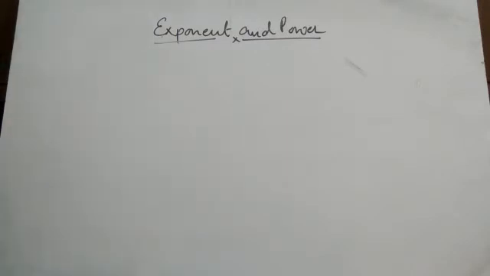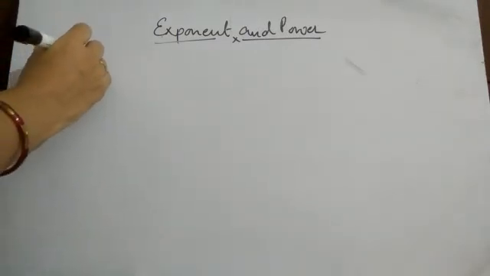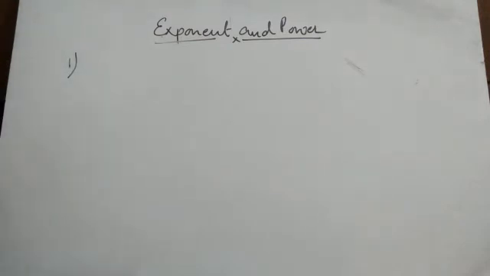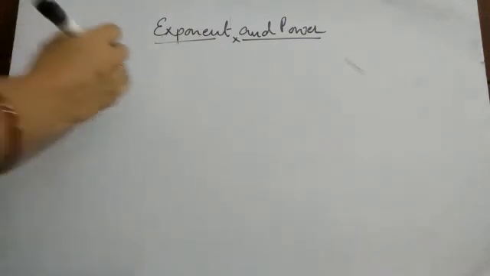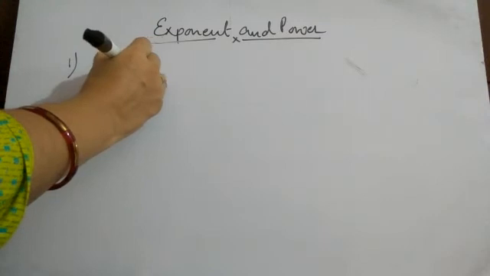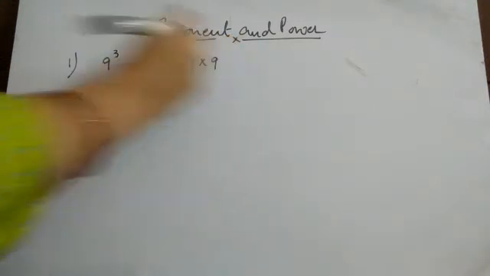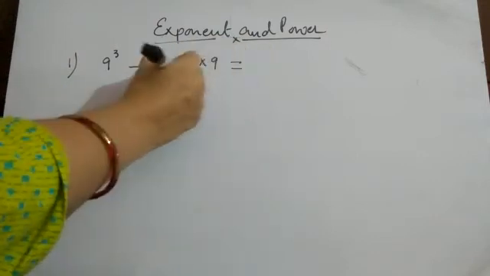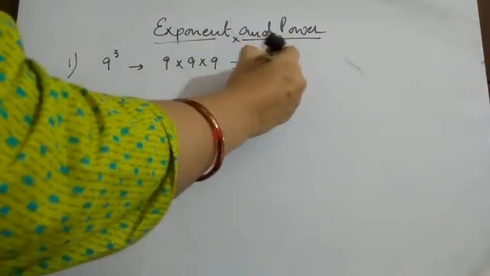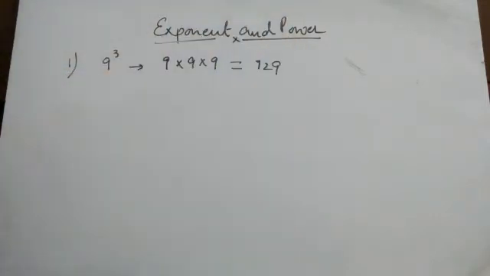Now let us solve the related problems. Okay children, let us take certain examples. Suppose you have to find the value of 9 to the power 3. That means you have to multiply 9 to itself how many times? 3 times. Now 9 9s are 81, 81 9s are 729 is the answer.